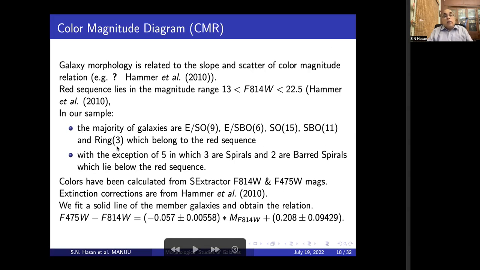And ring, there are 3 galaxies which belong to the red sequence, with the exception of 5, of which 3 are spirals and 2 are barred spirals, which lie below the red sequence. Colors have been calculated using Source Extractor for these two magnitudes, F814W and F475W. Extinction corrections are from Ammer et al. We fit a solid line to the member galaxies and obtain the relationship given here.